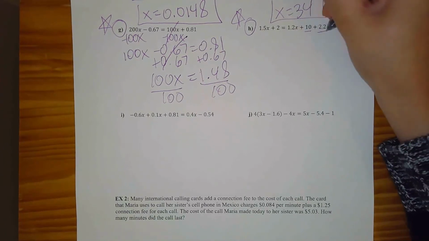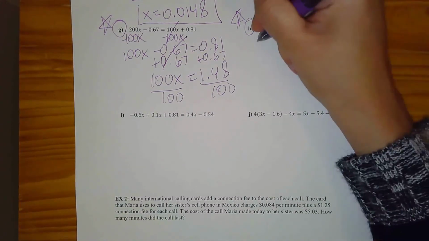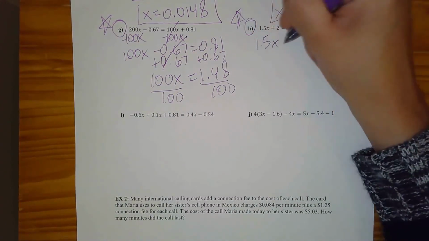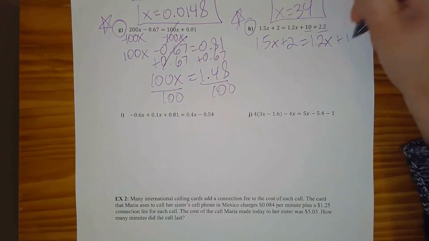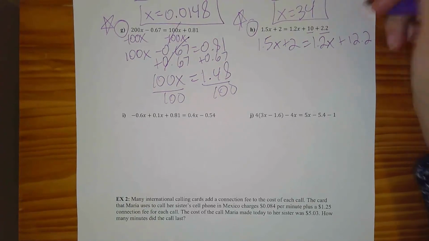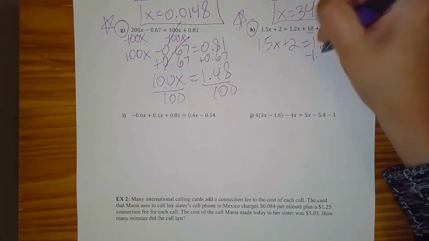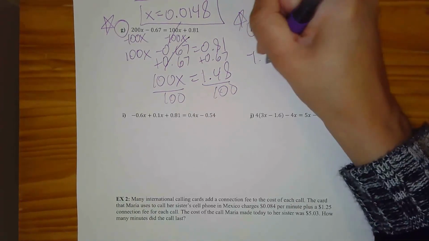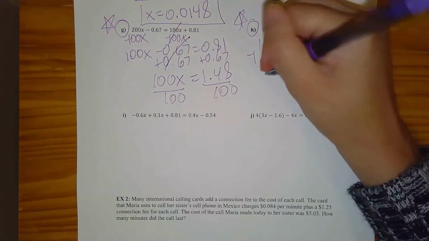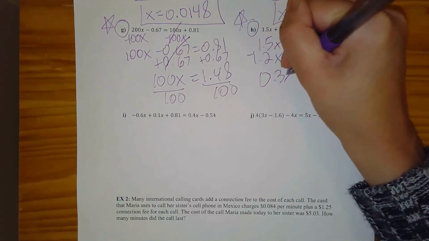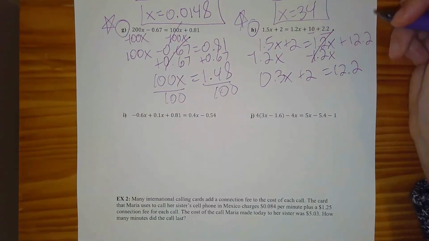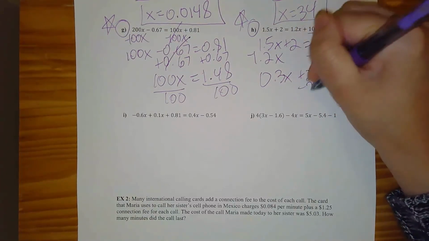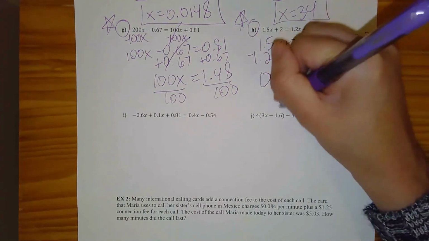So I would probably add the 10 and the 2.2 first. So you'll have 1.5x plus 2 equals 1.2x plus 12.2. Then I would get my x's together. I would subtract 1.2x from both sides, which would give me 0.3x plus 2 equals 12.2. Then I would get my x by itself by subtracting 2 from both sides.